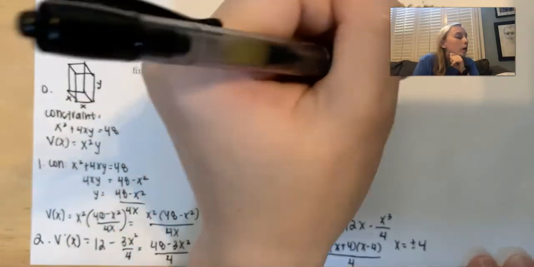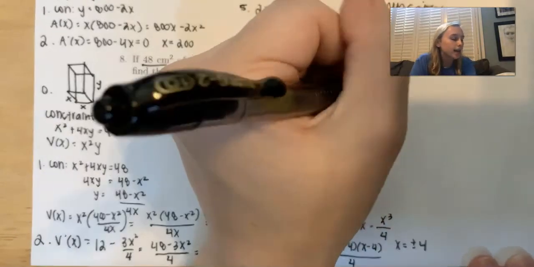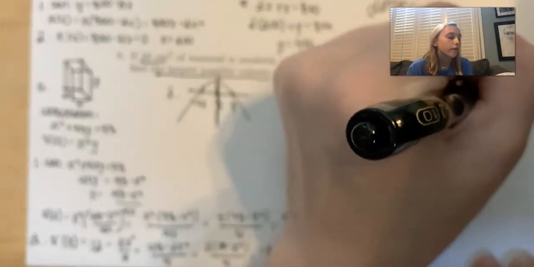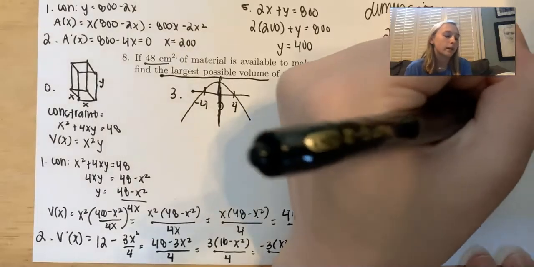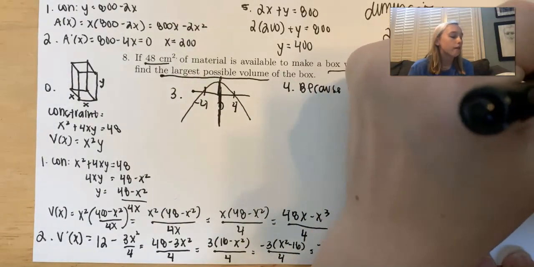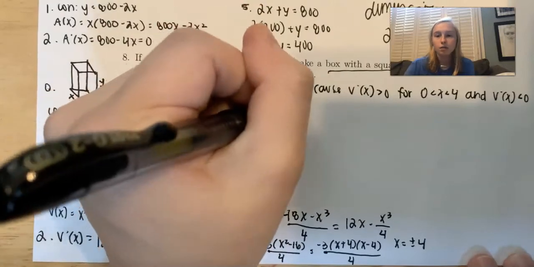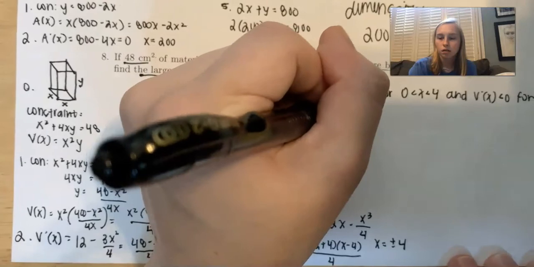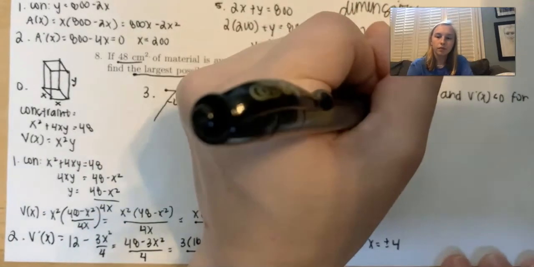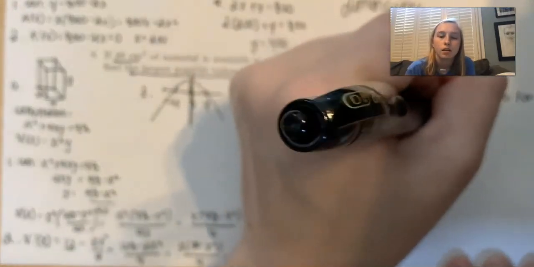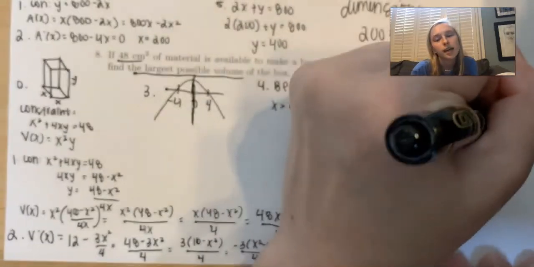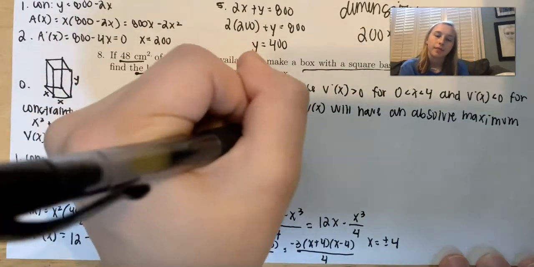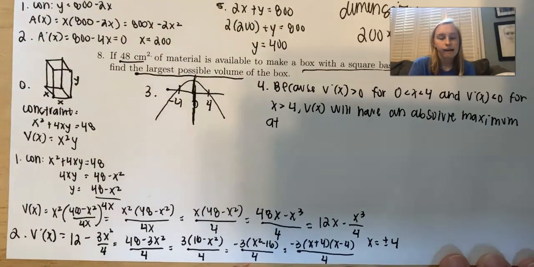And so now we're writing out the annoying sentence again, because V prime of x is greater than 0 for x in between 0 and 4, and V prime of x is less than 0 for x greater than 4, so V of x will have an absolute maximum at x equals 4. Oh, sorry, you guys can't read it. There. Once again, I'm just writing out what the sign chart is saying. Y'all can do that.